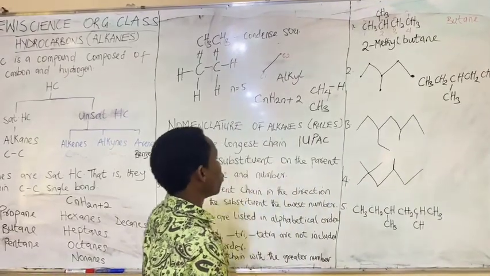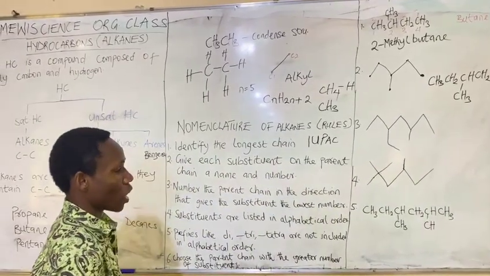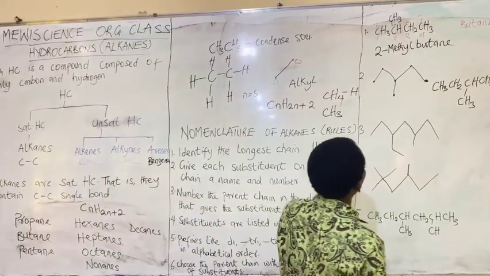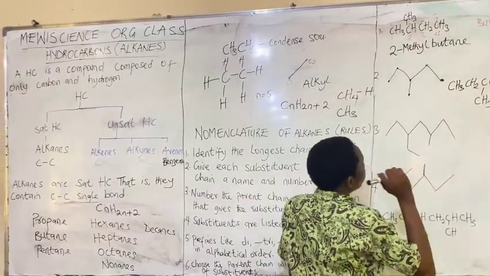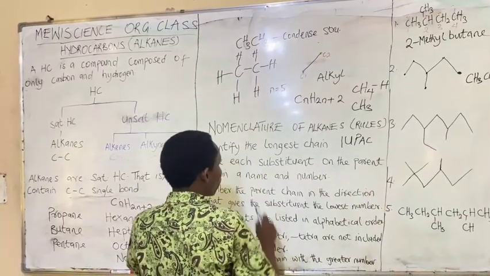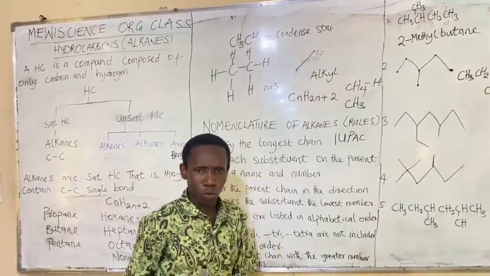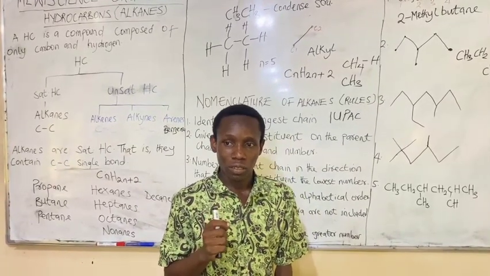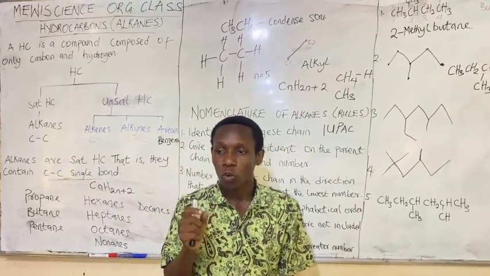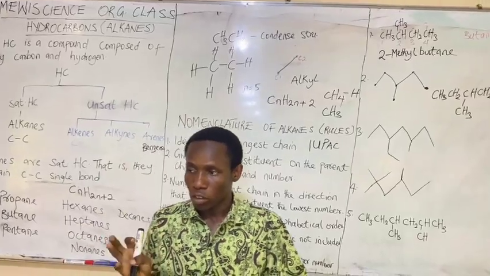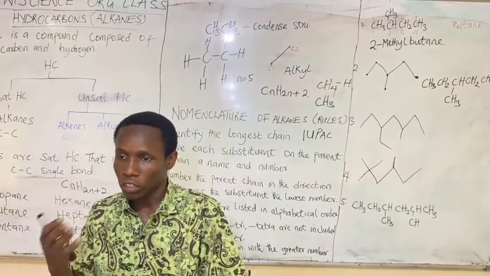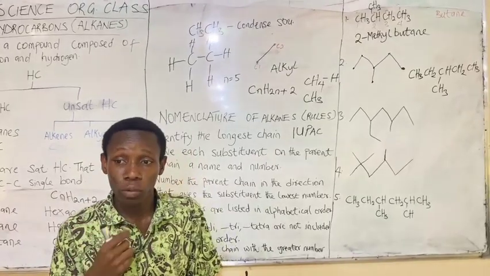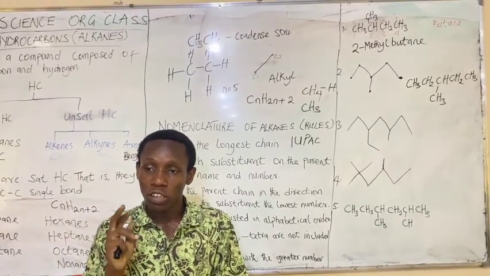So how do we name this compound, following our rules outlined here on the board? Identify the longest chain. That should always come to our mind. Whenever you are naming any organic compound, be it alkane or alkene, the first thing that should come to your mind is identifying the longest chain.